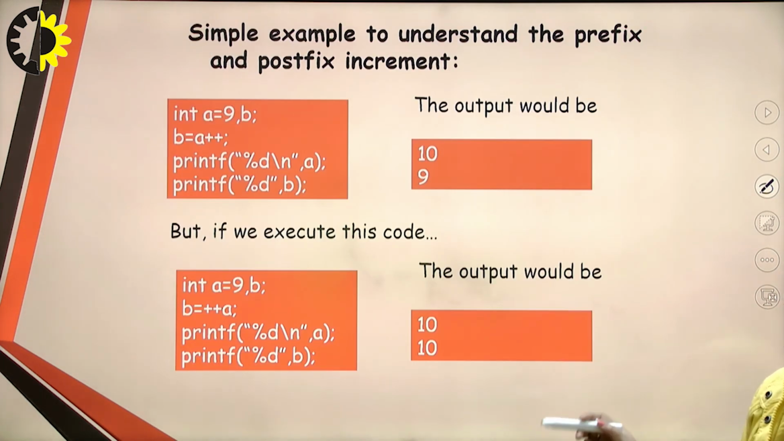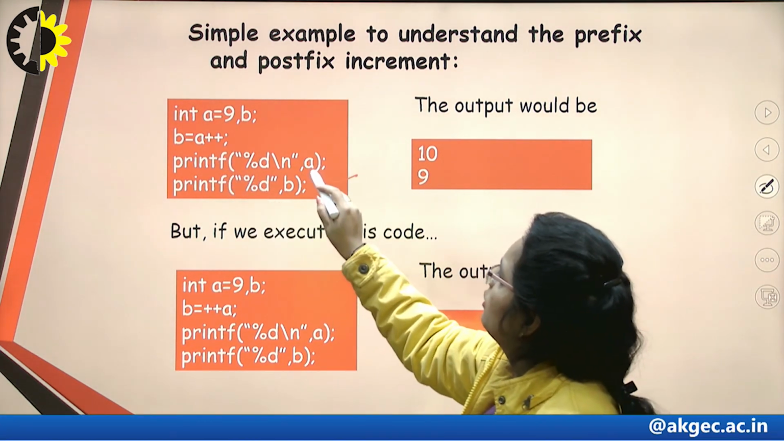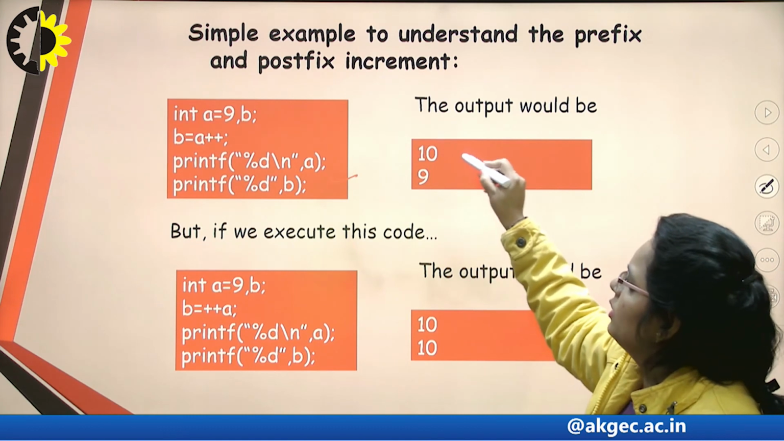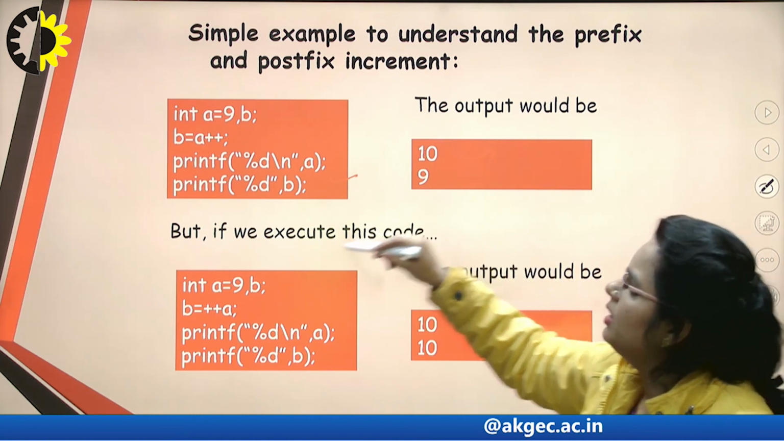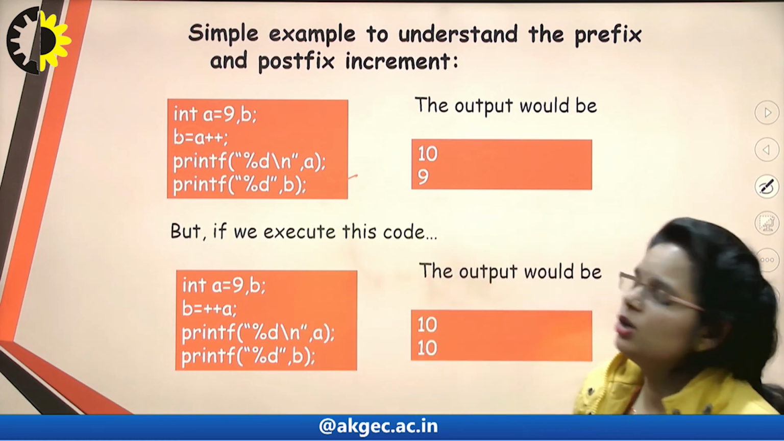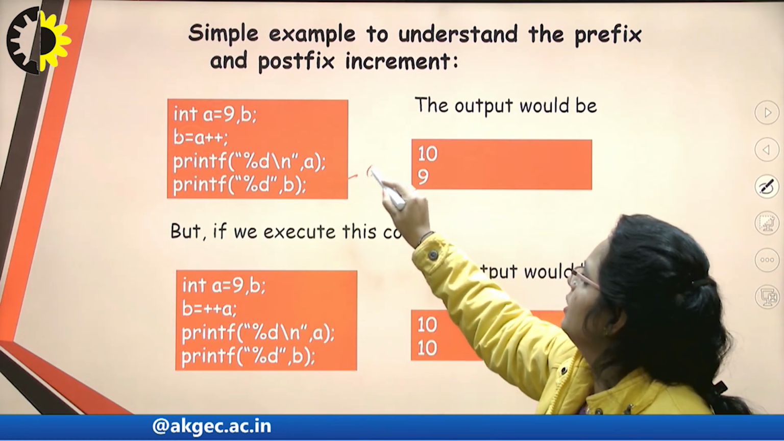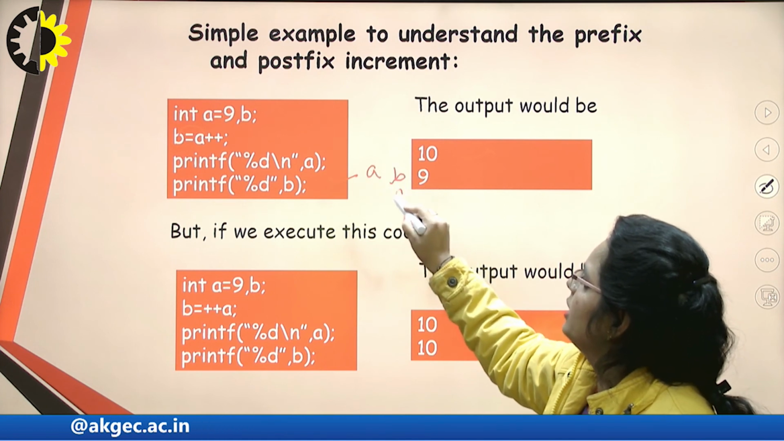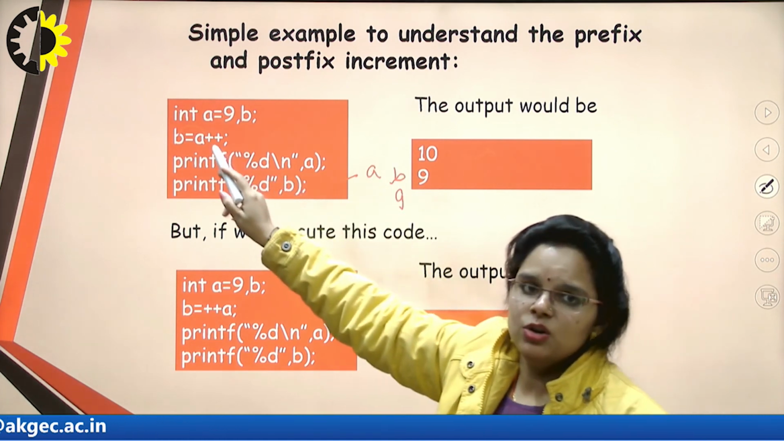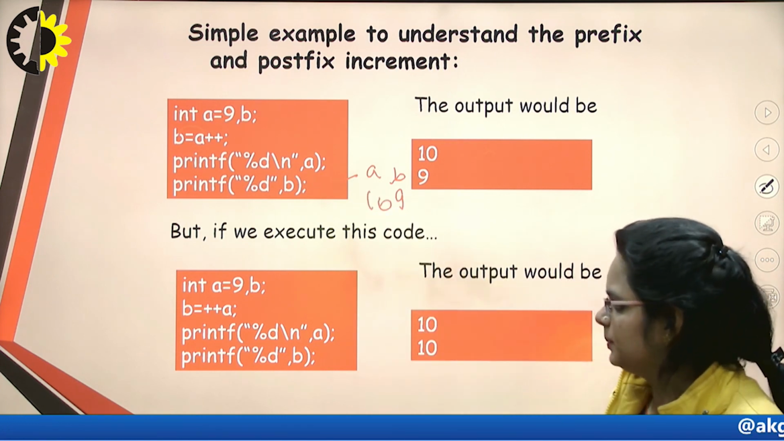Suppose a equals 9, b equals a plus plus. When we print, a has the value 10 and b has the value 9. Why? Because first of all, the value of a is assigned to b. So now b has 9 value, and later the value of a is incremented, so a would have 10 value. The values would be like this.